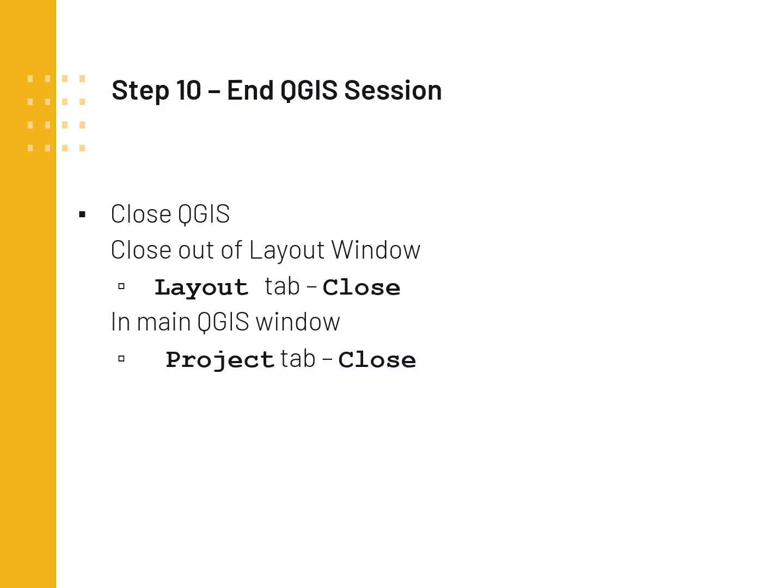So now we're ready to close QGIS. The first thing we want to do is close out of our layout window. We haven't made any changes, so we don't need to save it. You're going to go to the Layout tab at the top and choose Close. Then we're going to exit out of the main QGIS window. Again, you're going to go to the Project tab in the upper left corner and choose Close. If it asks you if you'd like to save, that's up to you. It's not required for this particular exercise. We really haven't changed anything other than maybe the extents.